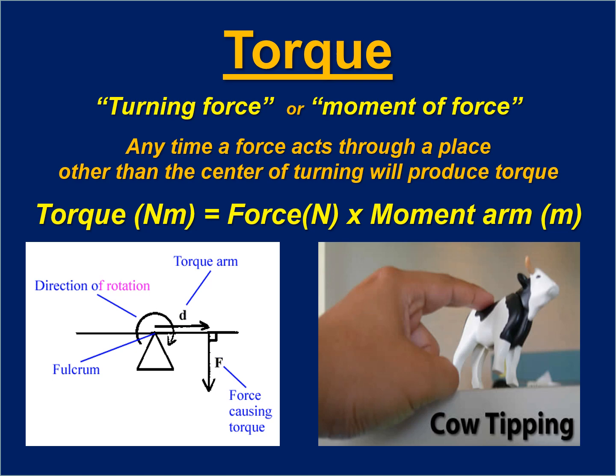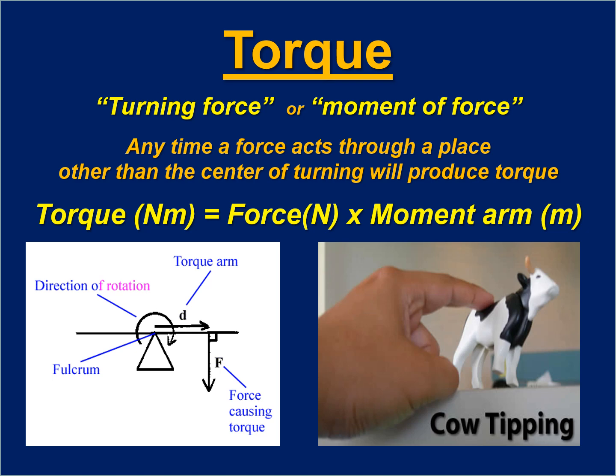There's another good example, where we're looking at torque. Okay, torque is a turning force, or what we consider to be moment of force. This is the angular kinetic analog to our linear kinetics of force. So anytime a force acts through a place other than the center of turning, it will produce torque.